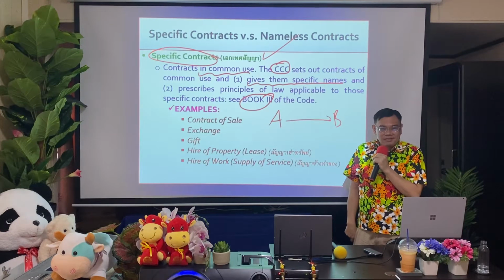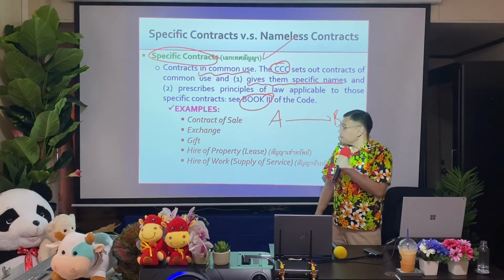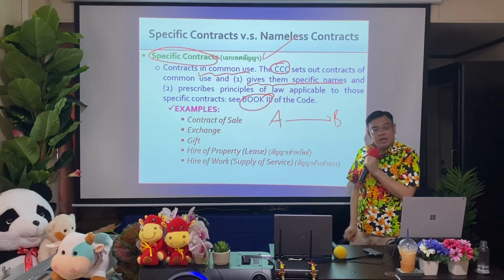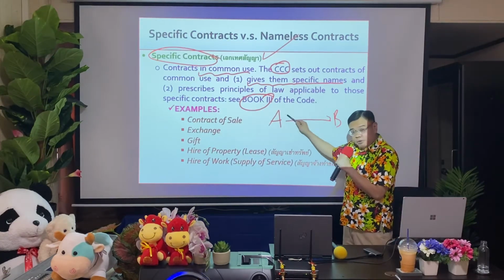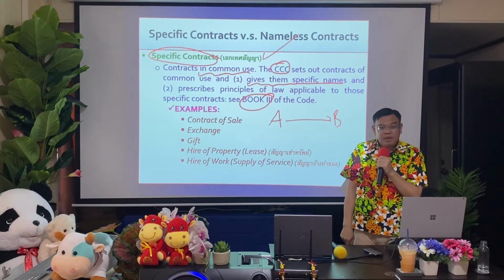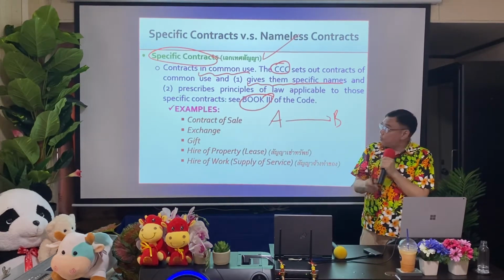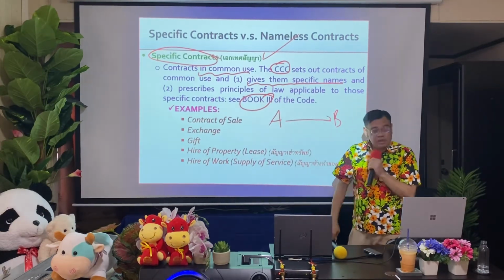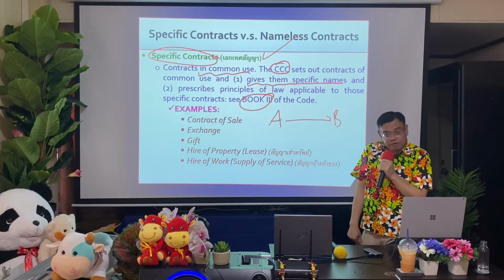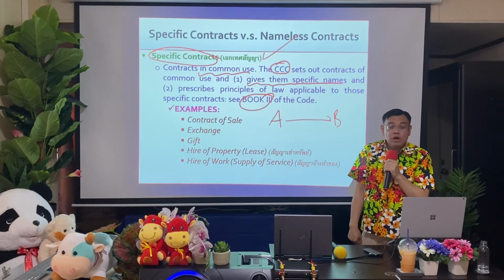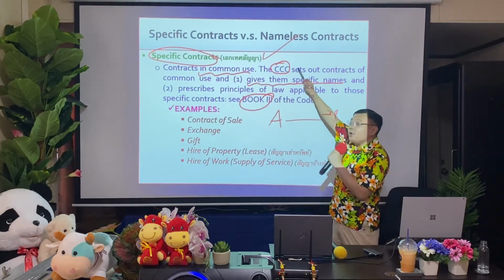Of course, even though the law prescribes specific rules for a contract of sale, as a party to this contract, A and B may resort to the freedom of contract principle or the party autonomy principle to establish between themselves the specific rights and obligations. So even though the law prescribes some rules, the parties have freedom of contract or party autonomy to establish their own rules, so that the rules established by the parties are the droit de partie, or the law of the parties, which overrides the rules of law established by the Civil and Commercial Code.